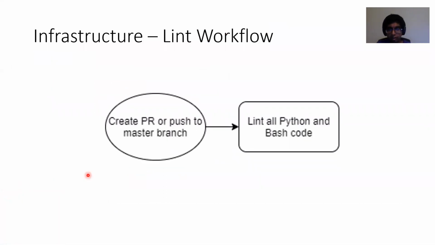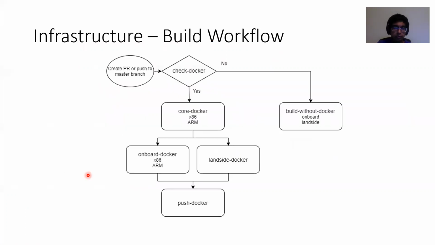Okay, so the lint workflow is super simple: on pull request or push, lint all Python and Bash code. Our build workflow is a bit more complicated. Upon a pull request or a push to the master branch, we execute a job called check Docker. This checks if anything in the Docker directory or in the workflows directory has been modified. If it has, that means we need to rebuild our images. If it hasn't, then we don't need to rebuild the images.